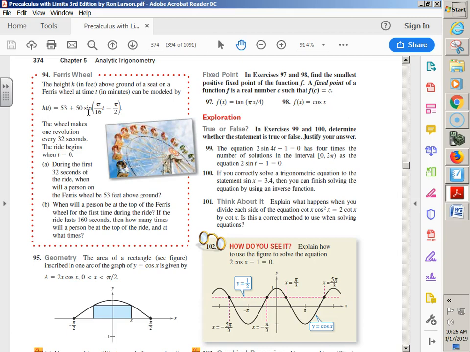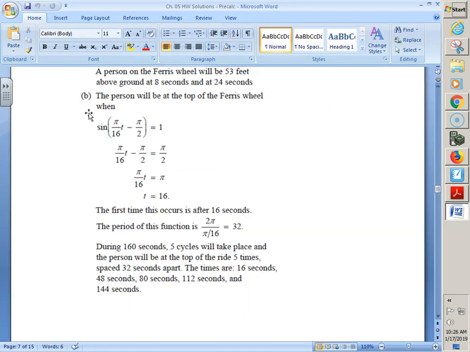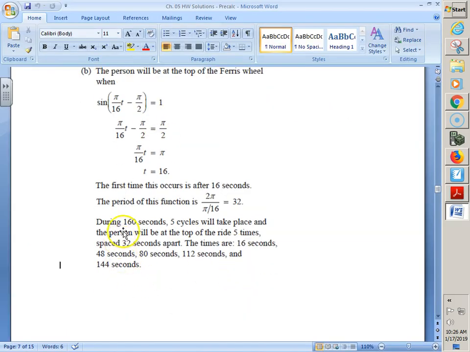Well, we notice back here that you're going to be at 53 at 8 seconds, and then again at 24 seconds. You were at the top once. You could keep going and saying, oh, add another 16, add another 16, add another 16. You could see how many times you passed the top. That's one way of doing it. That's a very problem solving, I don't want to do the math kind of way. You end up actually passing it 5 times. Because a whole cycle is 32 seconds, there ends up being 5 different times that you will pass.